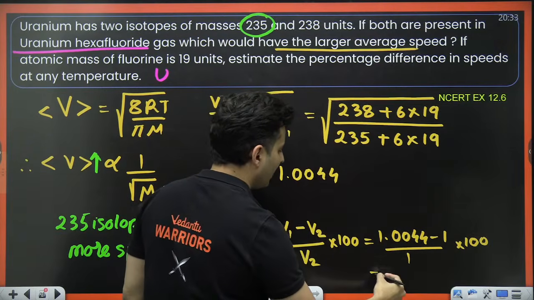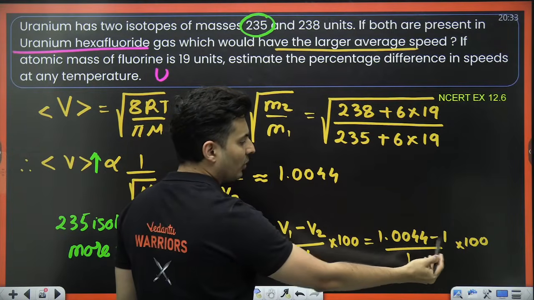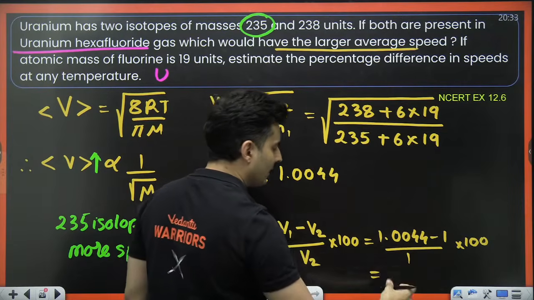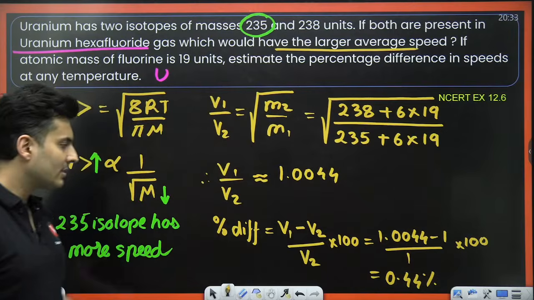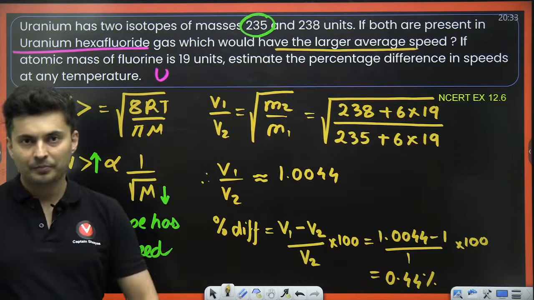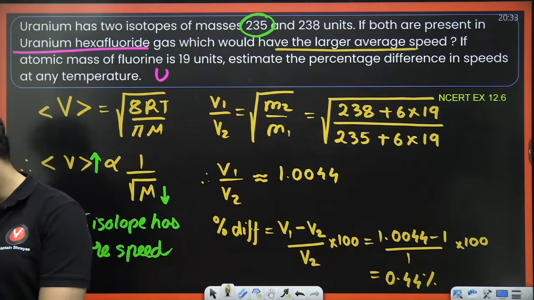If you do the math, 1.0044 minus 1 will be 0.0044. You multiply by 100, shift the decimal, so it will be approximately 0.44%. So that is the approximate value. So 0.44% will be the answer. Is that right, everybody? Yes, very good, very good.